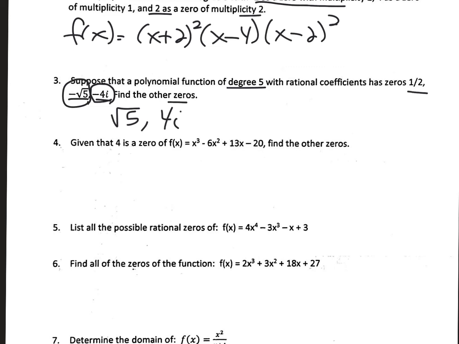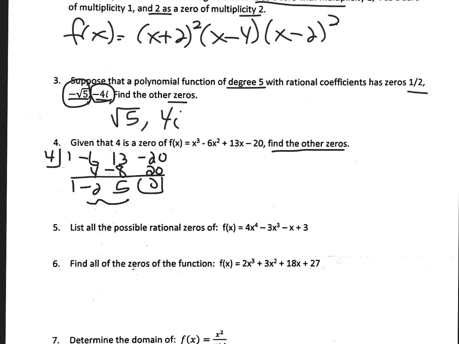All right, number 4. Given that 4 is a 0. If it's a 0, that means if you plug it in, you will get 0 for your remainder. So let's check it out here. I bring the 1 down, multiply, add, and it is. It's a 0. Now, because the direction says find the other zeros, I'm going to take what I got down here, rewrite it, x squared minus 2x plus 5 equals 0. And you got 2 options here. It won't factor. So you got to decide, do you want to complete the square or do you want to do quadratic formula? I'm going to complete the square because the middle number's even.